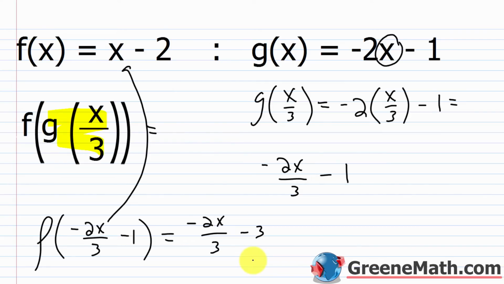If I wanted to get a common denominator, I could say this is plus negative 3. I could multiply this by 3 over 3. And I could say this is negative 2x. Negative 3 times 3 would be negative 9. So I could say minus 9, then over the common denominator of 3. So f of g of x over 3 is equal to negative 2x minus 9 over 3.